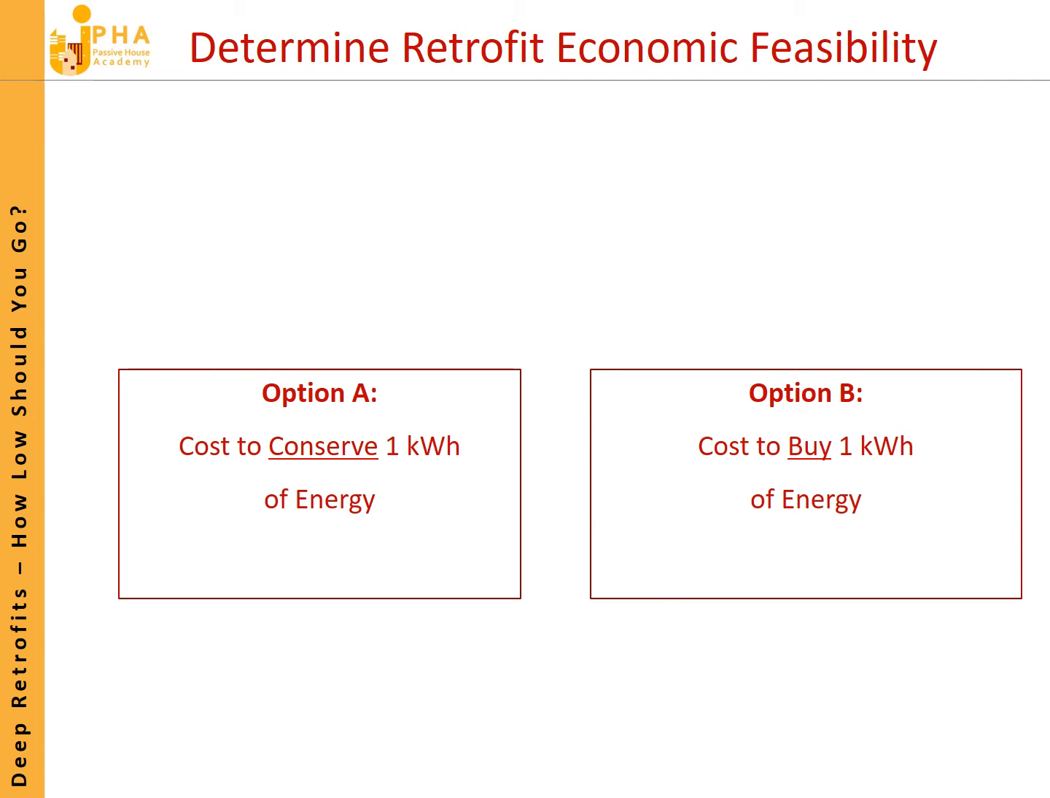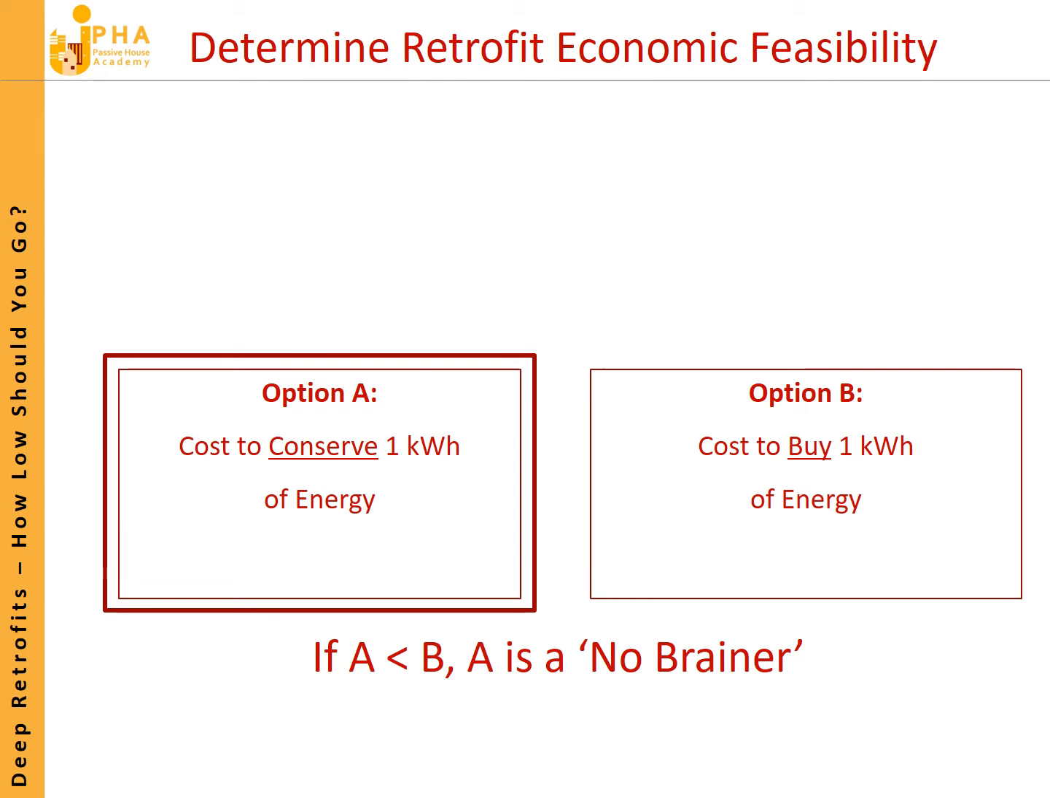If we look at economic feasibility, imagine we have two scenarios. Option A is the cost to conserve a kilowatt hour of energy, and option B is the cost to buy 1 kilowatt hour of energy. Well, if option A is cheaper than option B, then option A is a no-brainer, and we should definitely engage with that measure. And I'll explain this a little bit further in the subsequent slides.